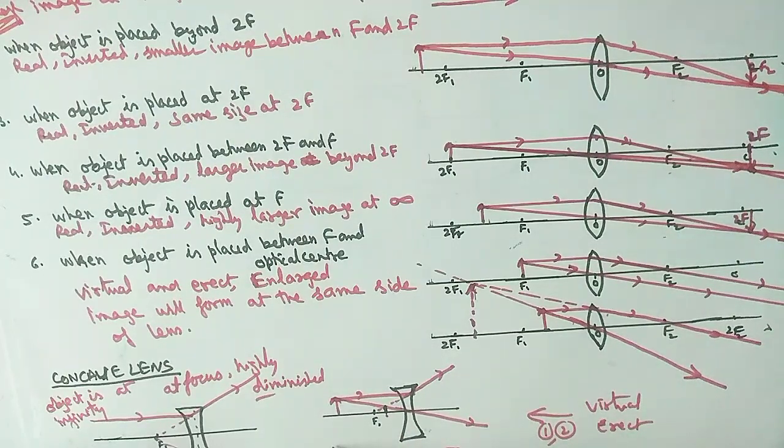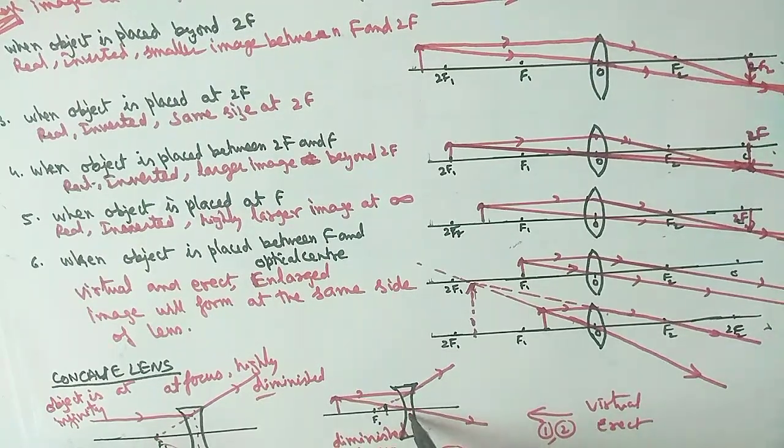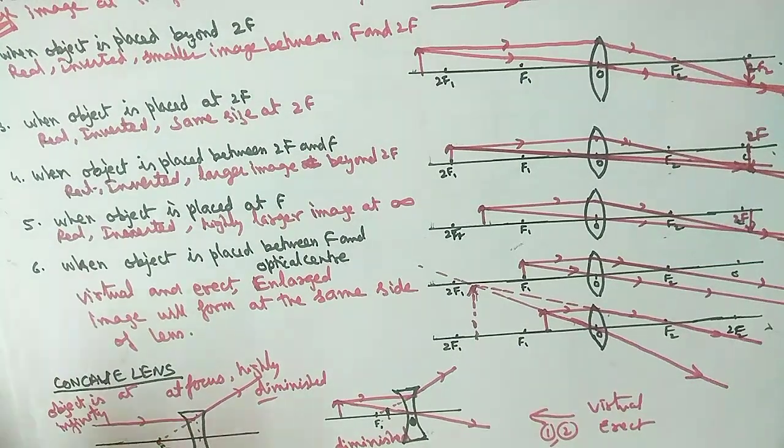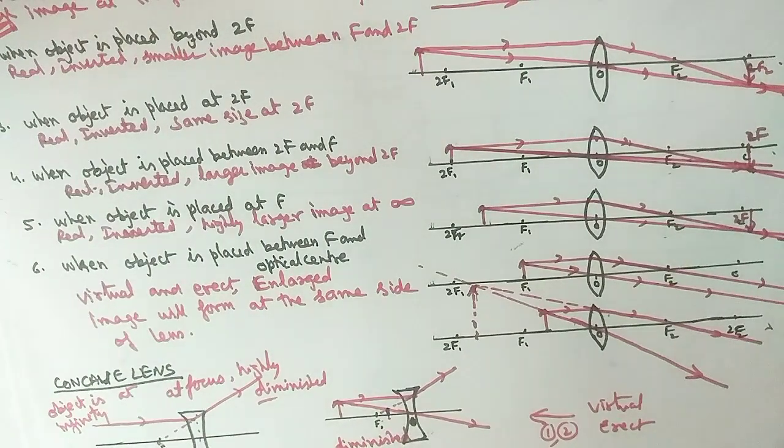So you can say the diminished image is formed between F and O. This is the optical center O, and this is the focus F. Between these two, the image is always formed erect and virtual. So these are the image formations by the concave and convex lenses.